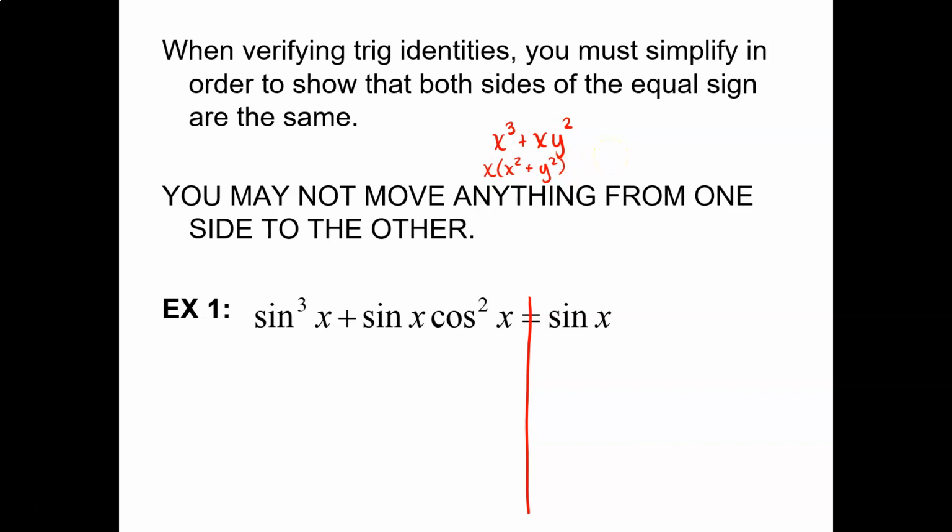I can do something similar with sine and cosine. I can treat them like they're just a variable. So I can factor out sine of x, and then if I pull out a sine x, here that would leave sine squared x, plus here the sine x is going to be gone. I'll just have the cosine squared x.